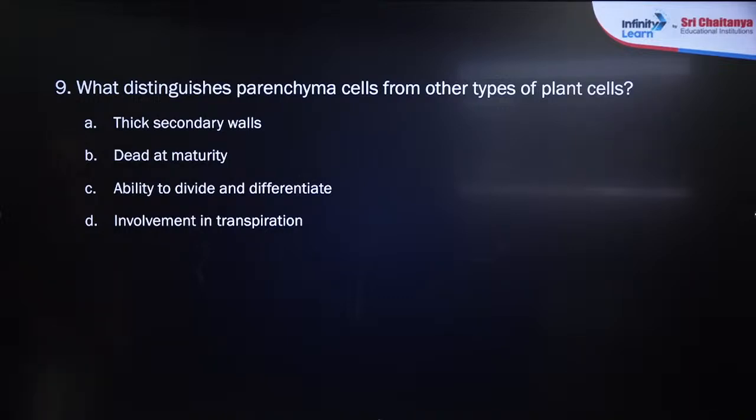What distinguishes parenchyma cells from other types of plant cells? So if we talk about other types of plant cells, which thing will be distinguishing parenchyma? A, thick secondary wall; B, dead at maturity; C, ability to divide and differentiate; or D, involvement in transpiration.